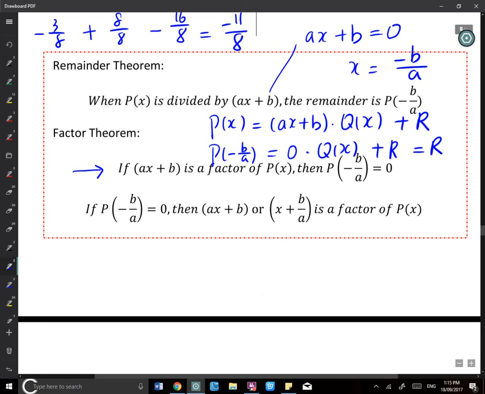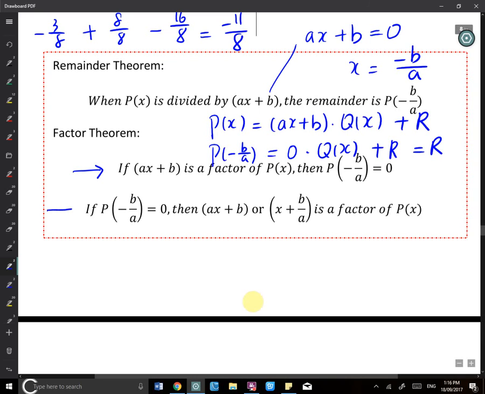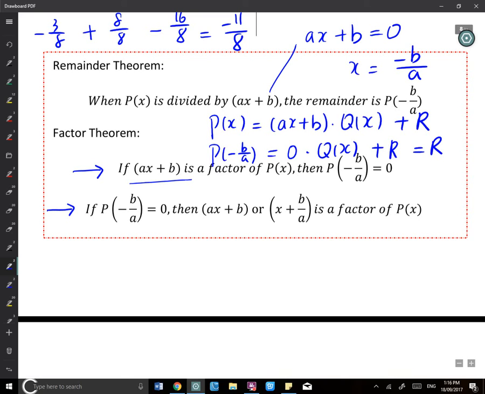When I substitute and I see a 0, I say the remainder is 0, which means ax plus b is a factor. Or if you have ax plus b as a factor already, you know that when you substitute minus b over a, it must be 0. It's vice versa. If you substitute the value in and find it's a 0, that means x minus that value is a factor.